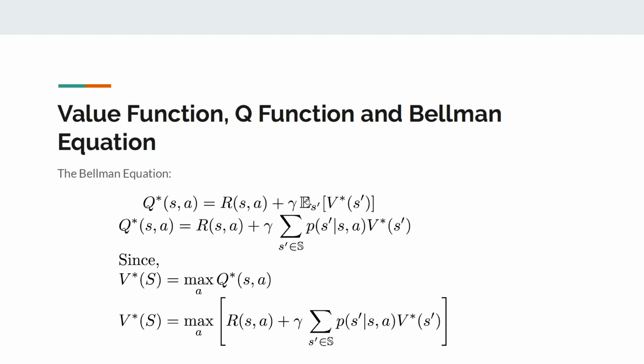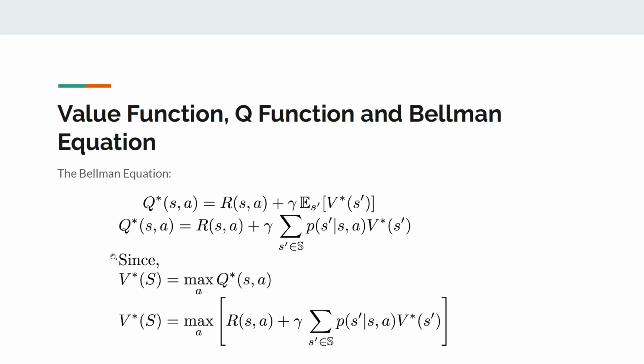And here is the Bellman equation. This is basically what we have said in the last slide, put into math. The optimal Q value function Q star of S, A here is equal to the sum of the immediate reward R of S and A plus the discounted future expected reward, which is the expectation of the optimal value function of the next state S prime. If we expand this, we can see that it is simply the summation over all of the possible next states of the probability of transitioning to that state times the optimal value function of that state.